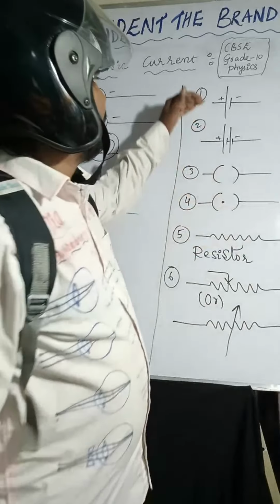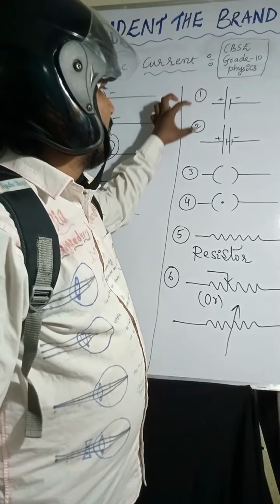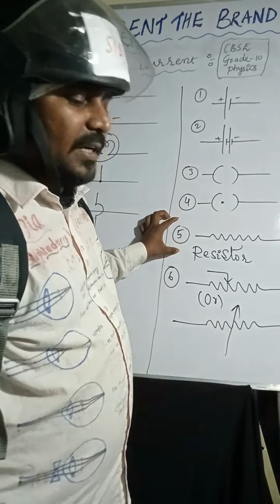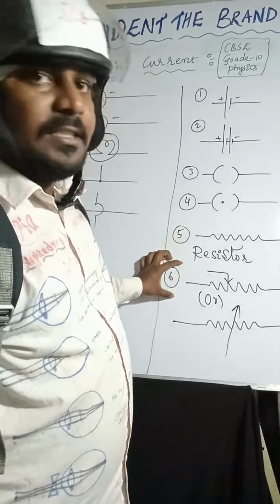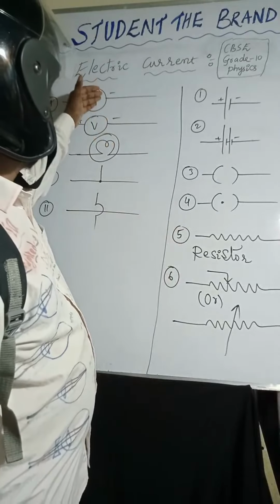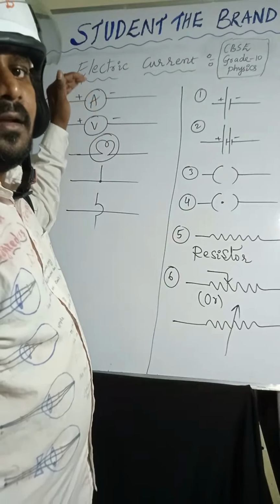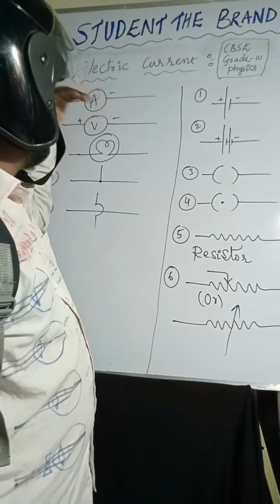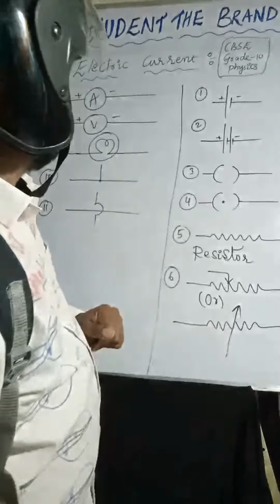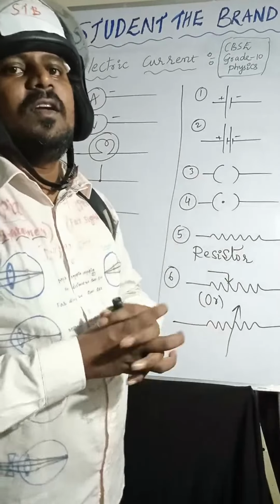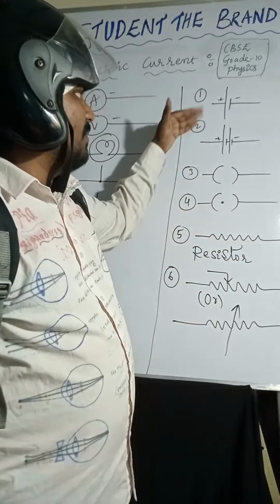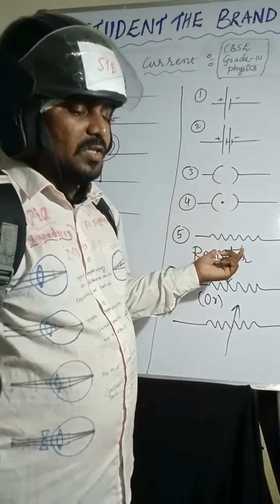Okay, here you can see cell, battery, open switch, closed switch, resistor, rheostat, ammeter, voltmeter, bulb, wire joining, wire crossing. So now you can observe here.